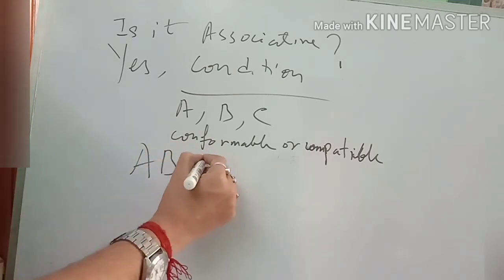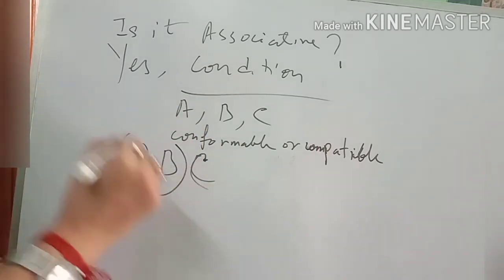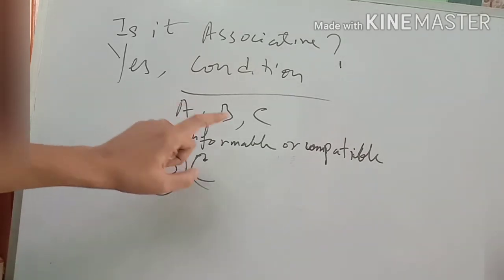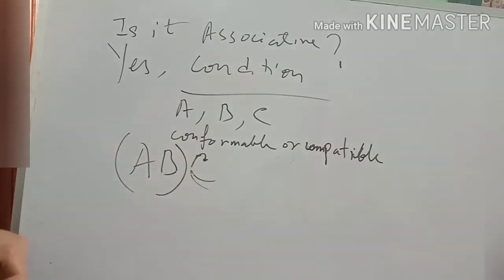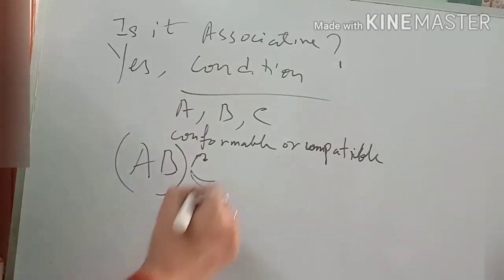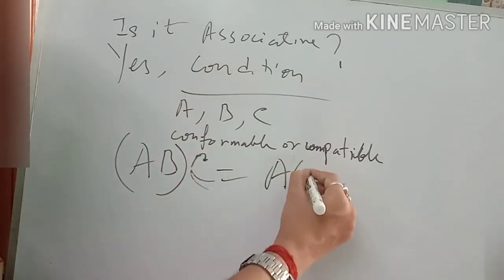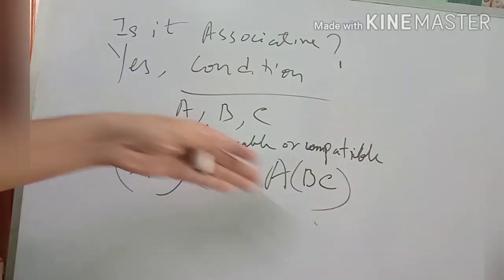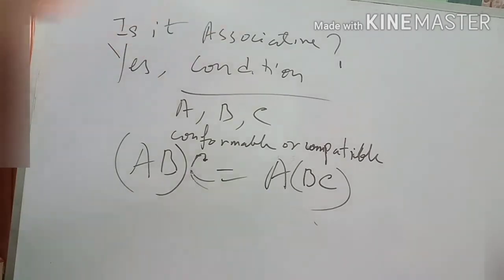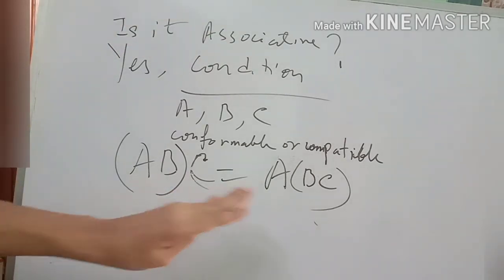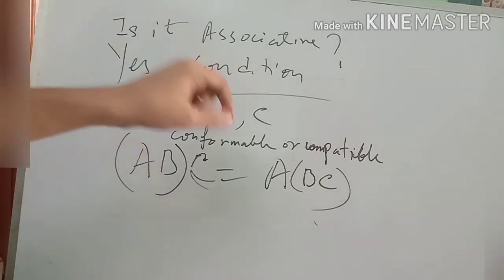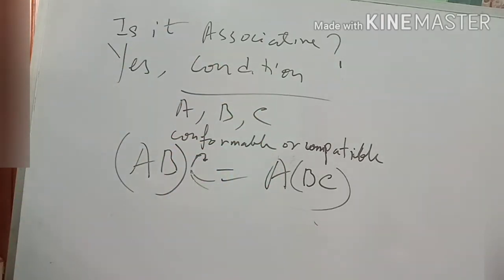Now there are three matrices A, B, C. If you multiply A and B, then the product will get multiplied by C. The answer it is going to give will be equal to A into BC. So that is what associative means. And what about conformable? It means regarding the number of rows and number of columns.